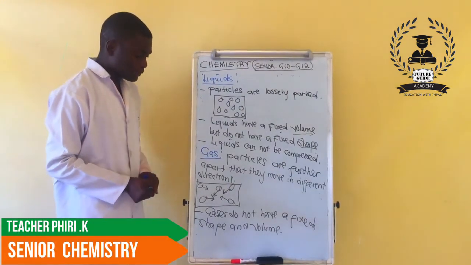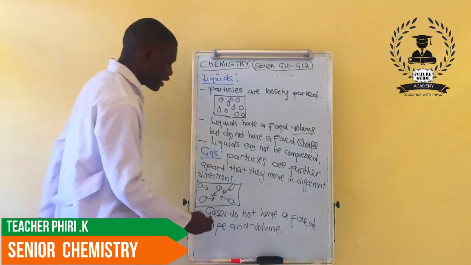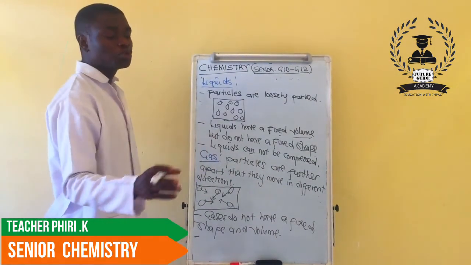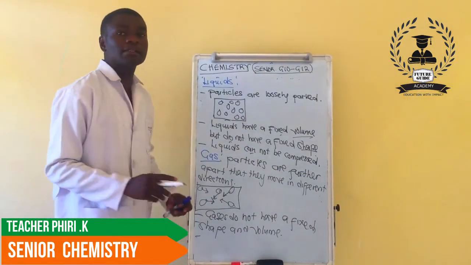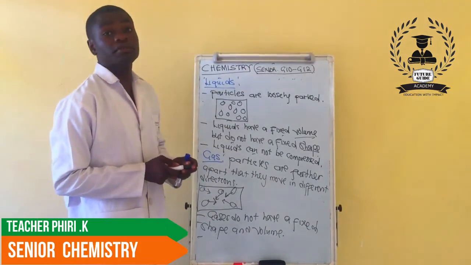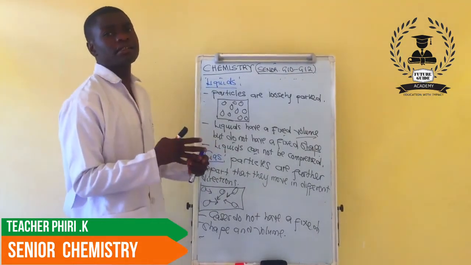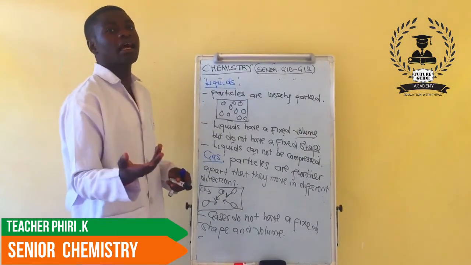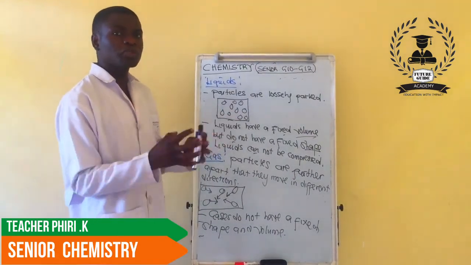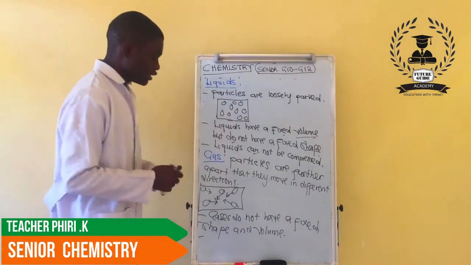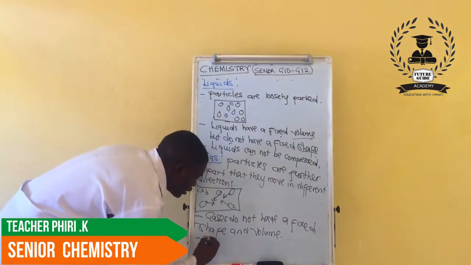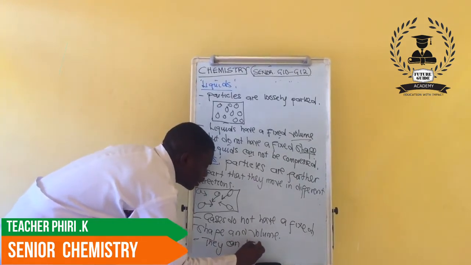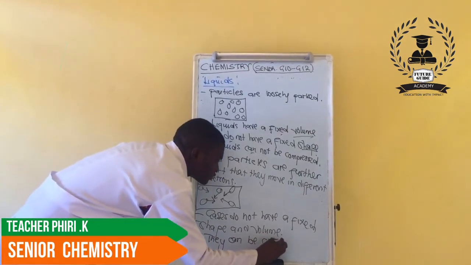Now, what is the last one? The last one we are saying gases can be compressed. This is why in different tubes, whether for a bicycle, or cars that use tubes, you find that they use gases. Even balls that people play, those inside, there's a gas. Why? It's possible to compress a gas. So we are saying they can be compressed.